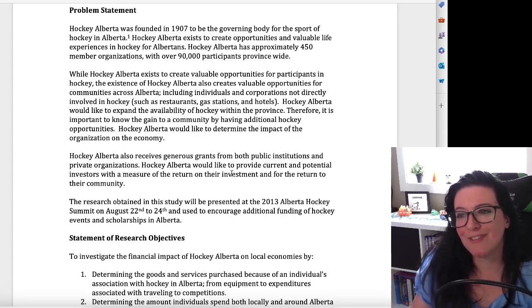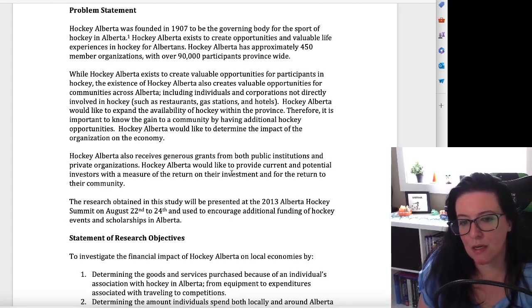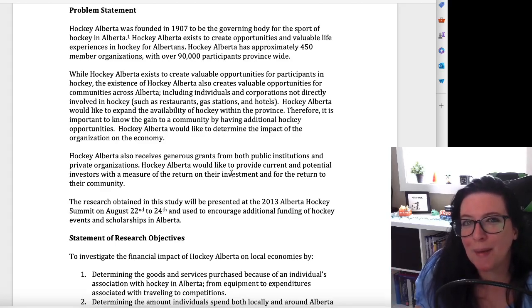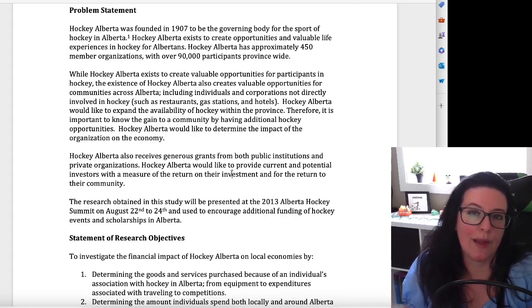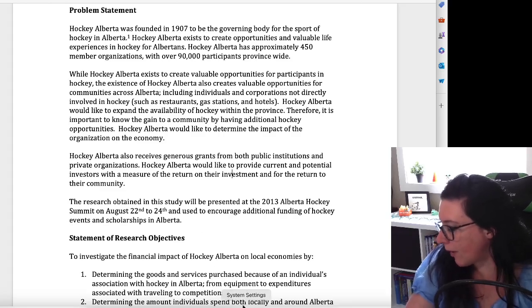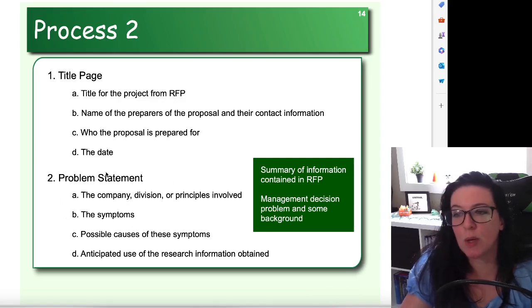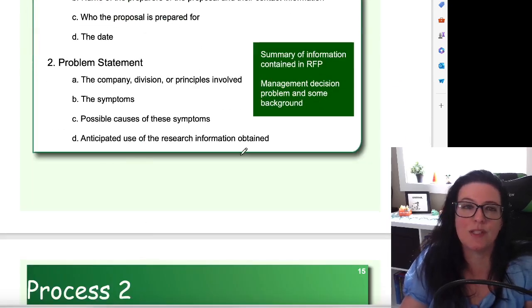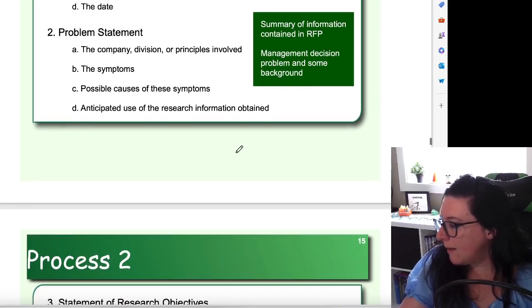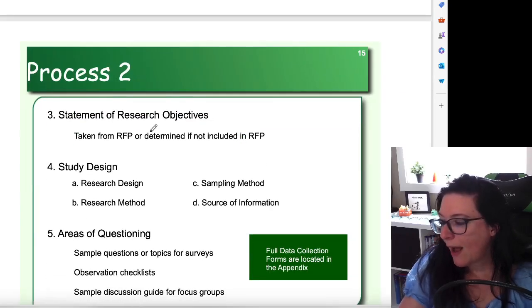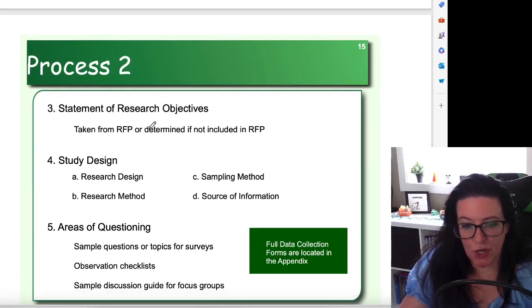So we're defining that problem statement here, saying, okay, well, here is an opportunity, because if people know what impact their donations have, then they're more likely to engage with Hockey Alberta. Okay, so that's our problem statement here about the company, the symptoms, the anticipated use of the research information obtained. Okay. Then we're going to have a statement of our research objectives.